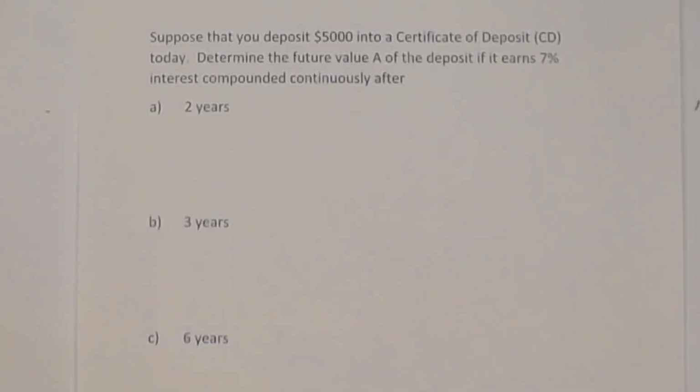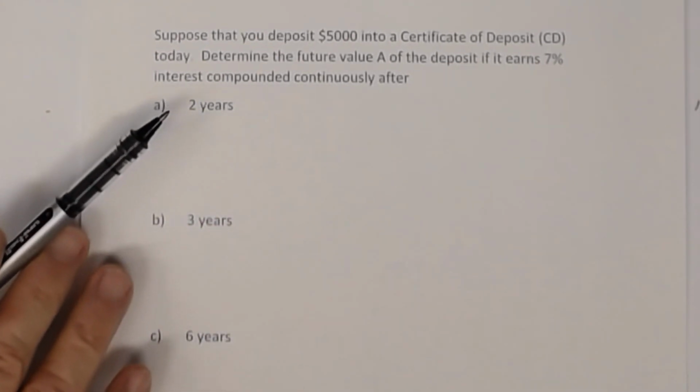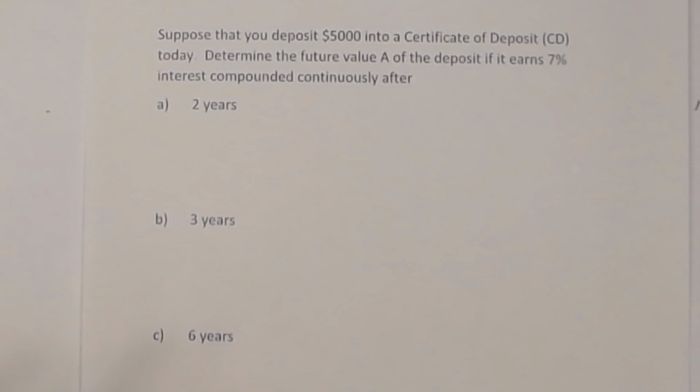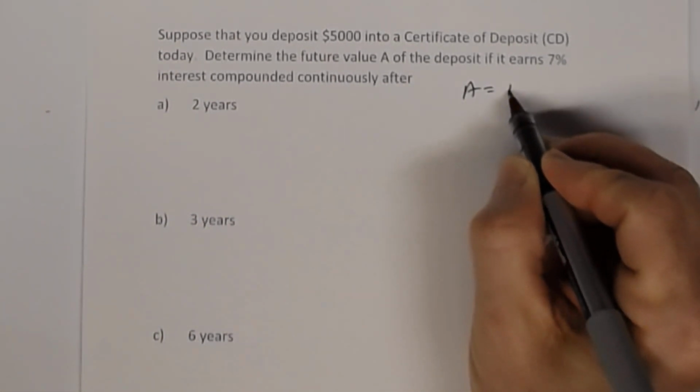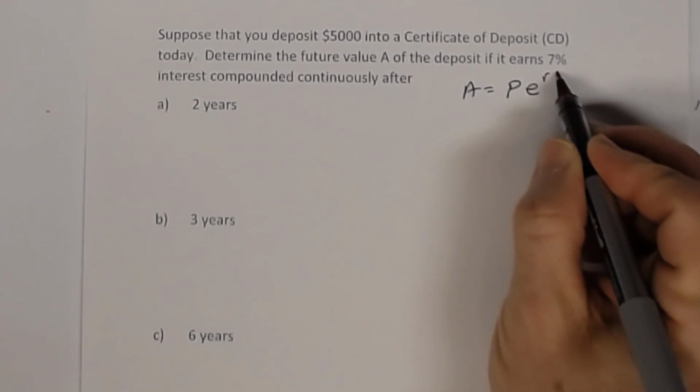Let's look at number 2. Suppose that you deposit $5,000 into a certificate of deposit. Determine the future value of the deposit if it earns 7% interest compounded continuously. So notice it's continuous, so we're going to use continuous compounding for each of those. We already know the formula we're going to use: A equals P times e to the rt.